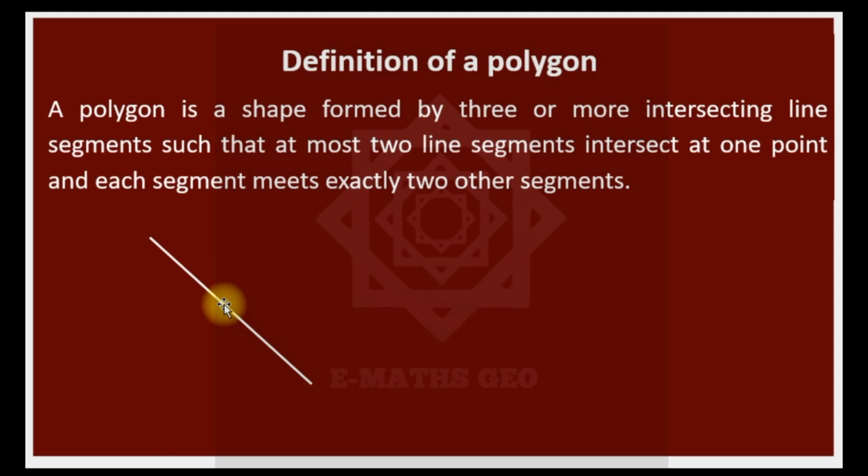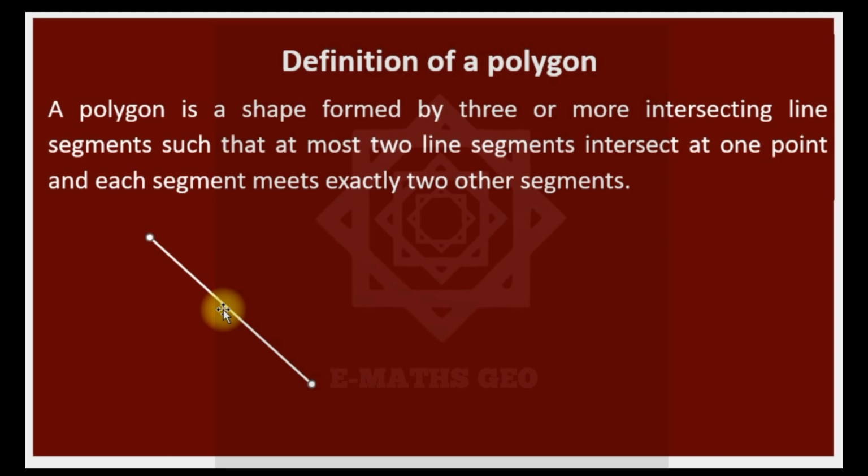Secondly, it must be three or more. So we can't form a polygon with only one or two line segments. It must be three or more line segments. And also, at most, two line segments meet at a point. So at every point, only two line segments will meet there. And each of the line segments will meet exactly two other line segments.